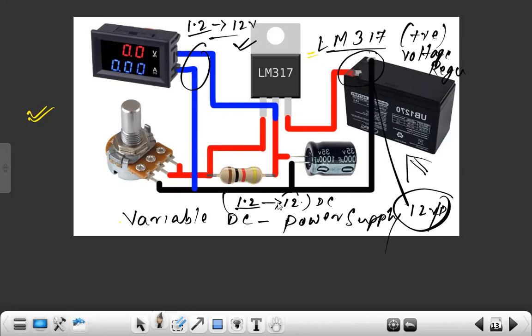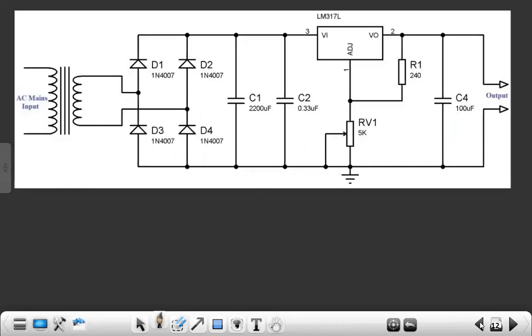Maybe sometimes it is not exactly 12 volt, maybe something like 11 volt or nearby. So here is the circuitry. In the case of a DC voltage regulator, we are using a transformer. Here is the primary winding. We apply 220 volt AC, and here we will be able to get, for example, 0 and 15 volt.